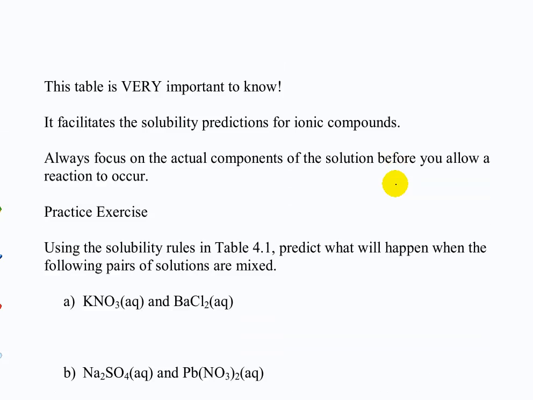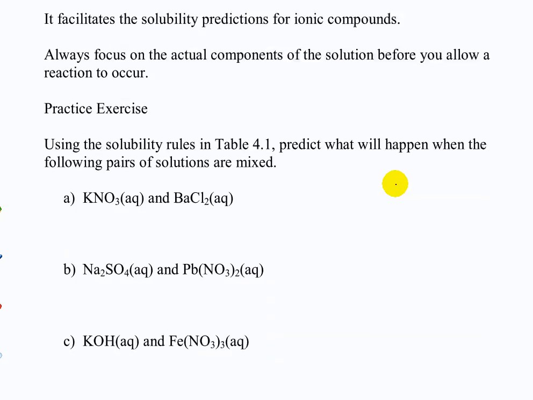Okay, so let's use that table now to look at these reactions and try to figure out what will happen. And when I say what will happen, I mean, will anything happen? Will a precipitate be formed? If so, what will that precipitate be? So let's look at the first one.